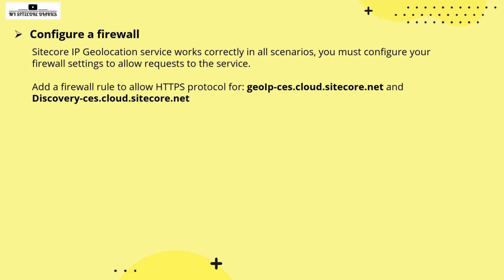So there are two domains: GeoIP-cs.cloud.sitecore.net and discovery-cs.cloud.sitecore.net. You have to add a firewall rule to allow HTTP protocol requests for these two domains. That is a must, otherwise the firewall might be blocking your request.